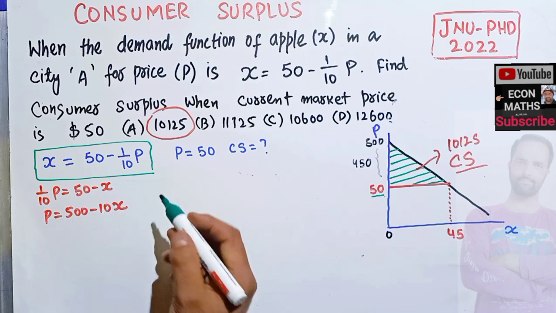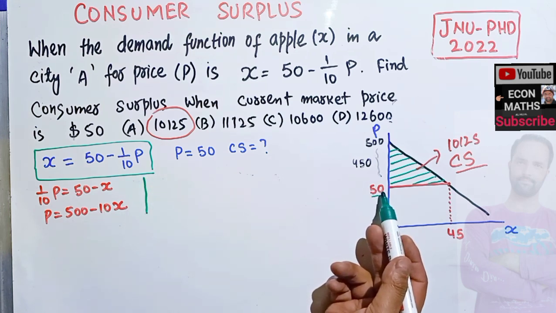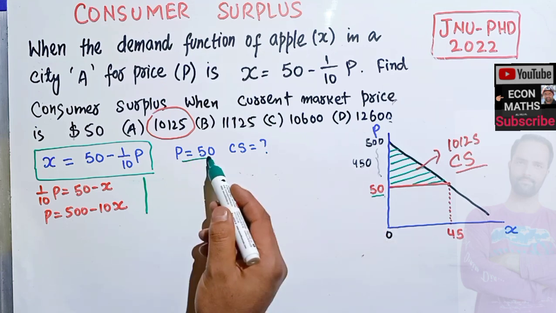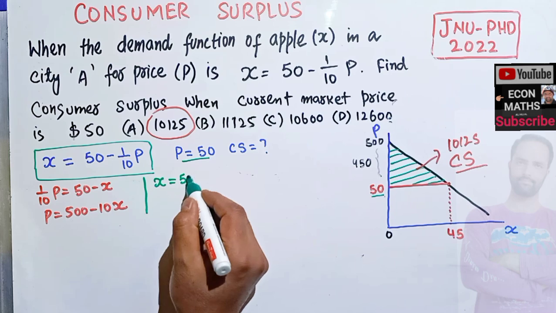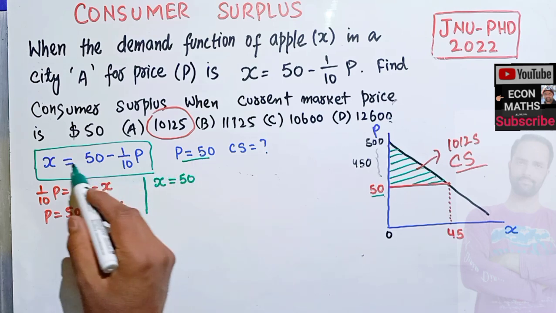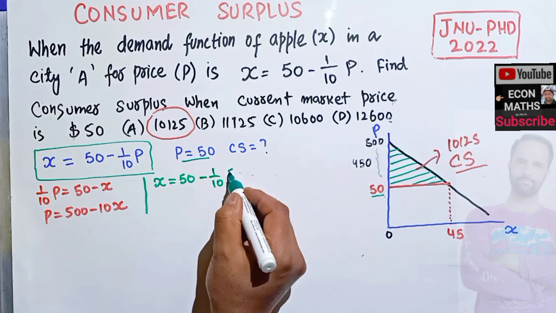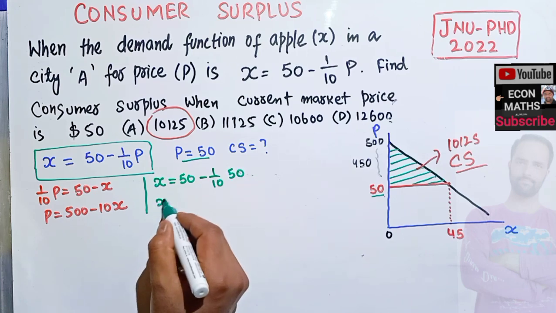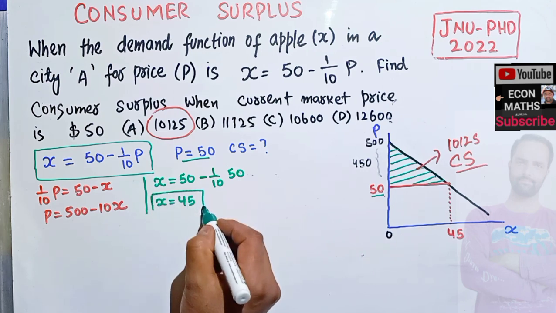Also we need to find out the quantity transacted at the market price of 50. Since P is equal to 50, we can find out x. Just plug P equal to 50 into this demand function, so we have minus 1 upon 10 into 50. It will come out to be 45, as we have seen earlier.